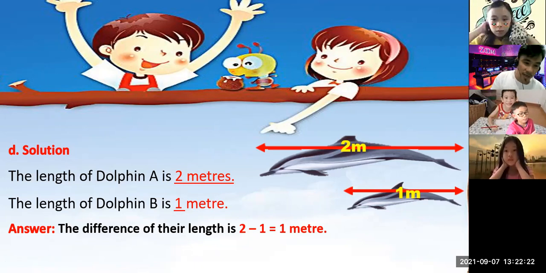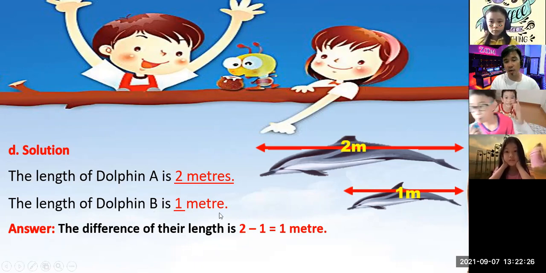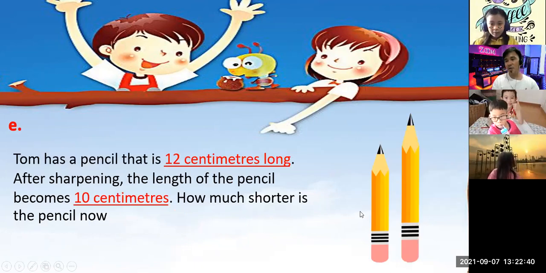Okay, so the length of dolphin A is 2 meters, and the length of dolphin B is 1 meter. So the difference of their length is 2 meters minus 1 meter is equal to 1 meter. Okay, so 2 minus 1 is 1. Letter E. Who wants to answer or who wants to read letter E?